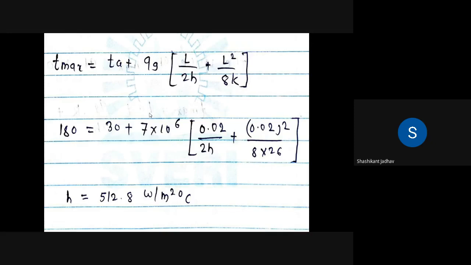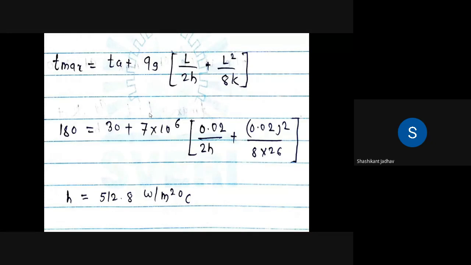512.8 वॅट पर मीटर स्क्वेअर डिग्री सेल्सिअस. समजलं का बघा सगळ्यांना? Put the value of T max, then TA, then Qg, then L, then K. By putting these values, we get the value of H. And what is the value of H? By calculation, we get the value of H as 512.8 watt per meter square degree Celsius.